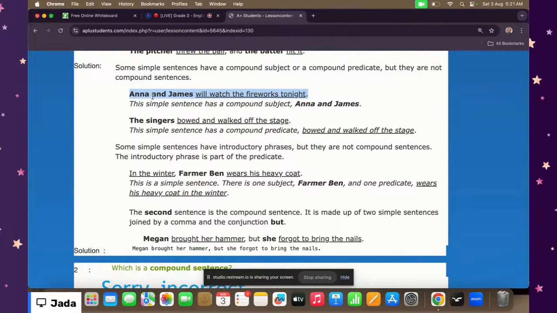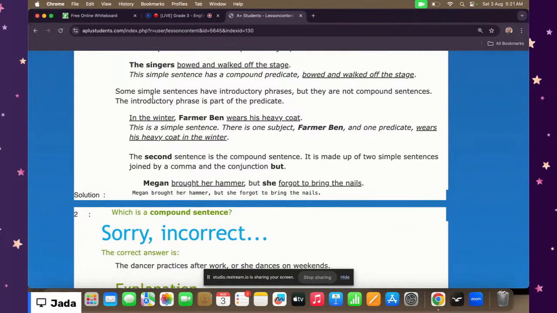All right. Some simple sentences have introductory phrases, and they are not compound sentences. When they have an introductory phrase, they are still not compound sentences. The introductory phrase is part of the predicate. For example, in winter, farmer Ben wears his heavy coat. This is still a simple sentence. There's only one subject, farmer Ben, and one predicate.